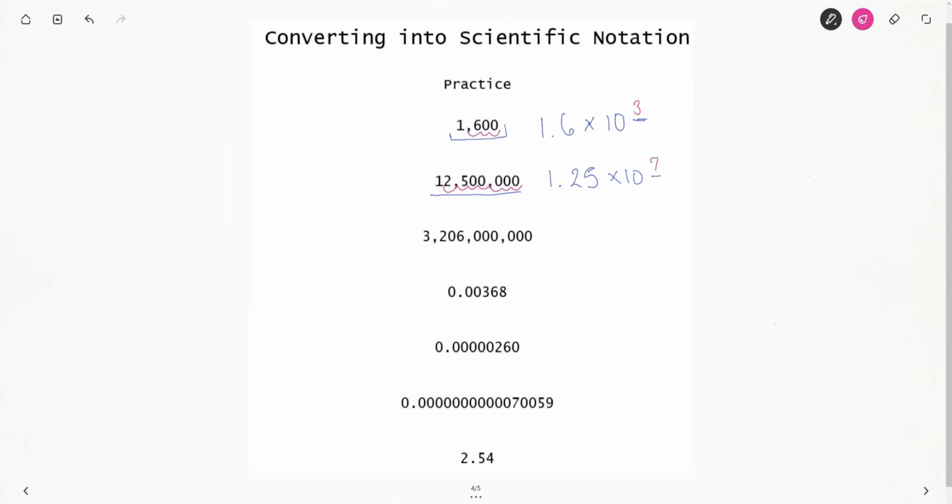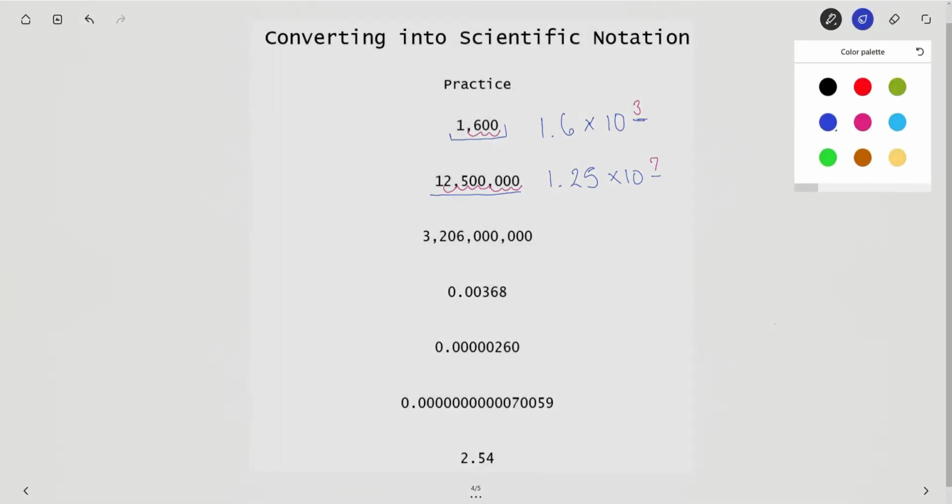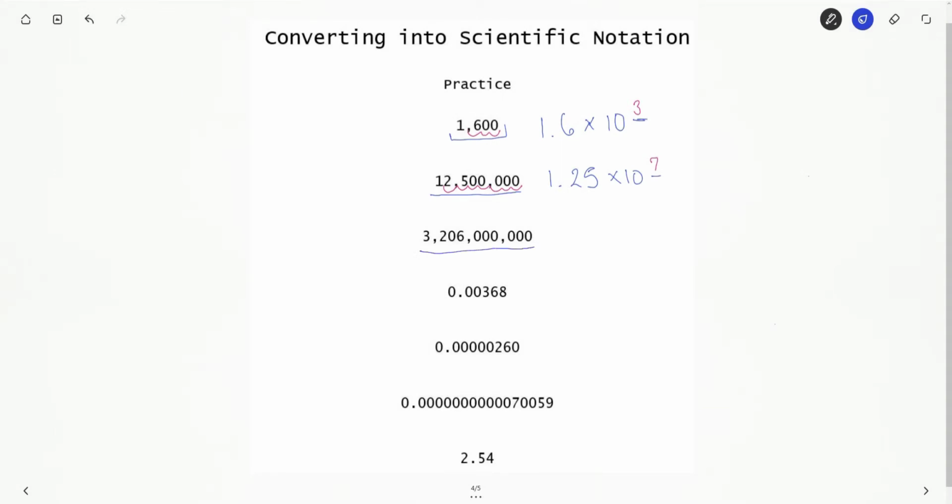Okay, y'all ready for the last large number here? Now we've got a really big one. All right, again, I know I need my decimal place to the right of that 3. So 3.206 times 10 to the, let's count it up, 1, 2, 3, 4, 5, 6, 7, 8, 9. 10 to the 9th. All right, so y'all feeling good about the big numbers? Ready to go on to the little numbers?